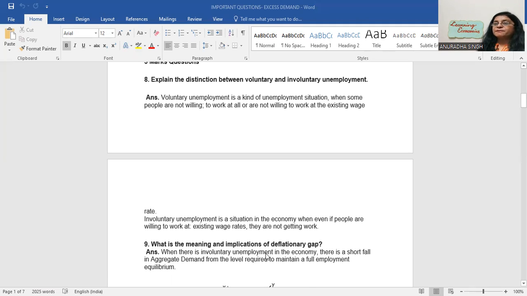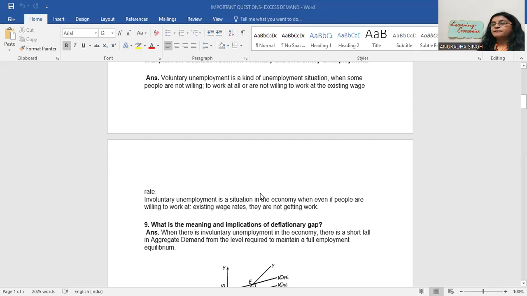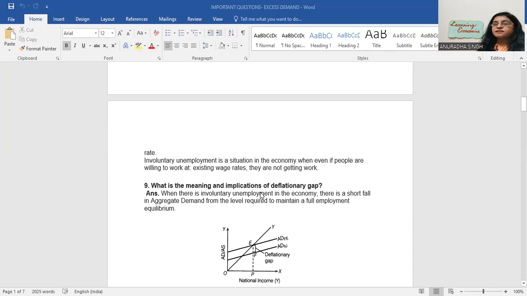What is the meaning and implication? Now, meaning we have already discussed, but what is the implication of deflationary gap? When we talk about deflationary gap, we come to know what our economy is going through. Our economy is going through a situation where aggregate supply is there, but aggregate demand is not there. Now, see, this is the graph, because in a 3 marks question, you are supposed to make a graph also. AD is given, this is AD, aggregate demand, and this is aggregate supply.